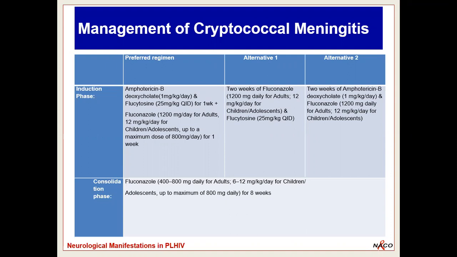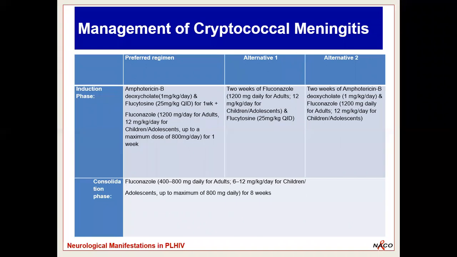So one thing is, sorry, I'll come back to this again. You give amphotericin B deoxycholate and flucytosine for 1 week, and fluconazole for 1 week. So there's 2 weeks of treatment, which is the preferred regimen. The alternative approaches are, you can give 2 weeks of fluconazole and flucytosine, or 2 weeks of amphotericin B and fluconazole.